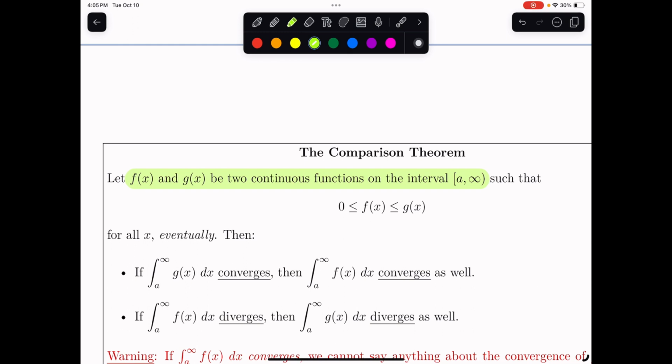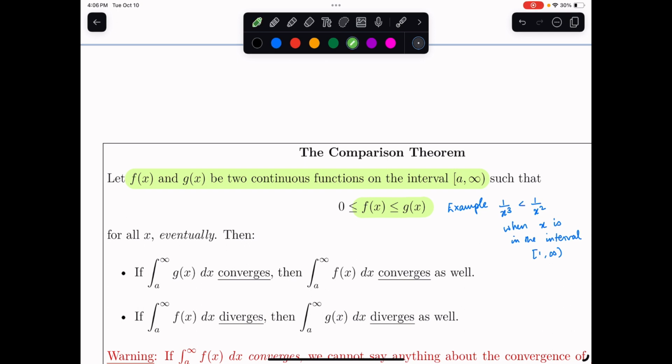And suppose you know that there is a relationship between these functions such that f is always less than or equal to g. So in the current example that we were looking at, 1 over x cubed is always less than 1 over x squared when x is in the interval from 1 to infinity, right? So on this interval, we've seen that 1 over x cubed is always less than 1 over x squared. So what can we say?